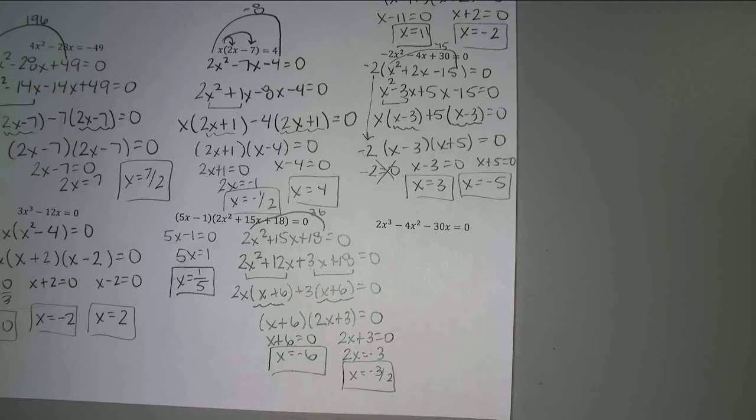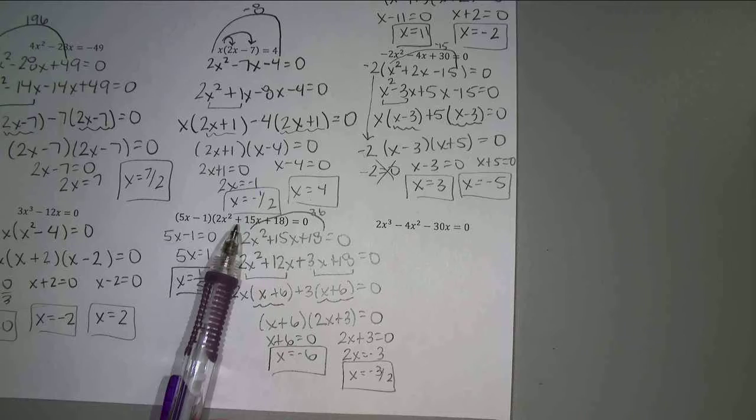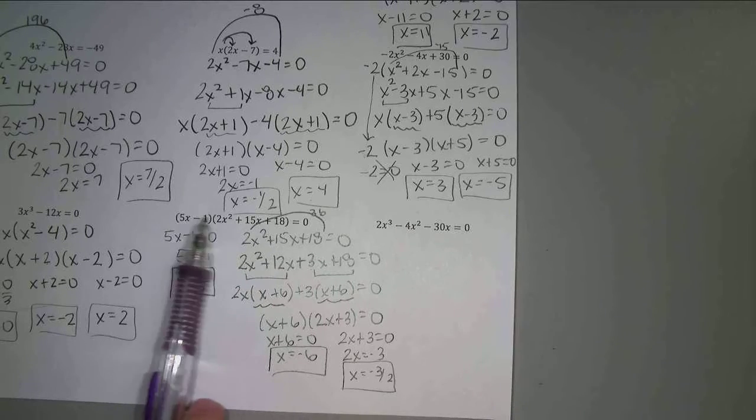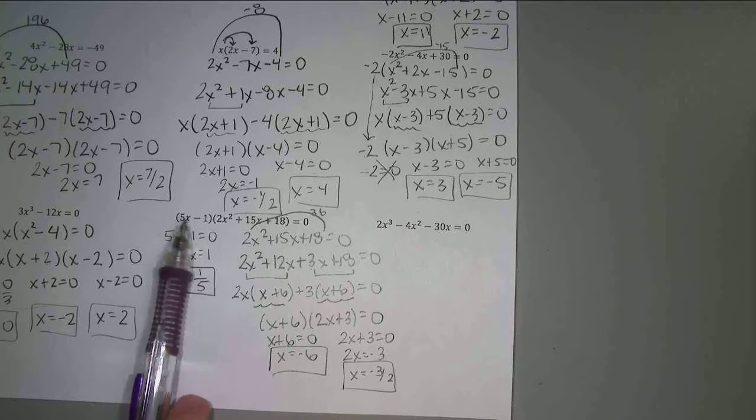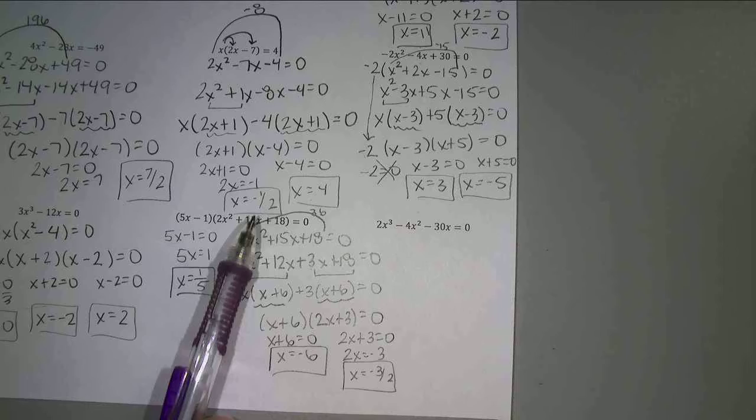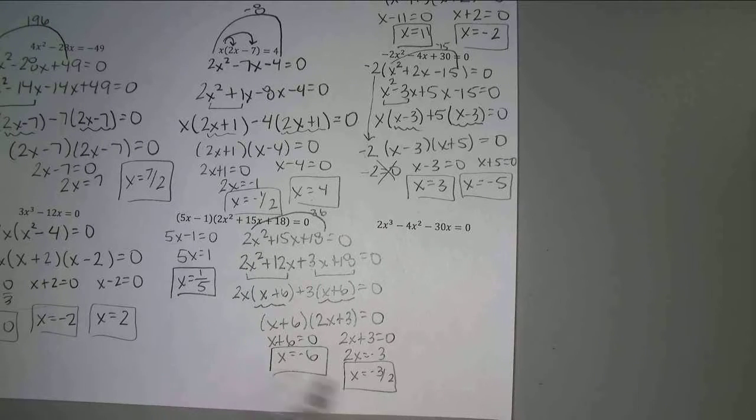Again, it's not an obvious cubic, but if we would have taken this 5x times this 2x squared, we would have gotten a 10x cubed. So this whole thing is technically a cubic, so that's why we had 1, 2, 3 answers.